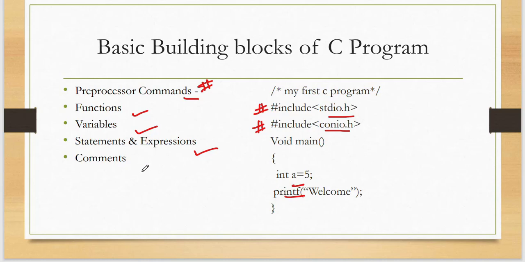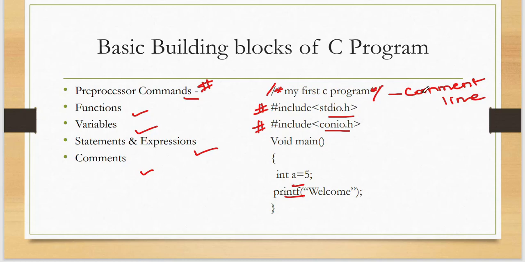The next one is the comment line. What is a comment line? It is just for our understanding. The compiler does not touch that particular line. For example, you see here slash star and star slash: this is my first C program. I am telling that this is called a comment line, which is for my understanding, not for the compiler or the C programming language. It won't execute.